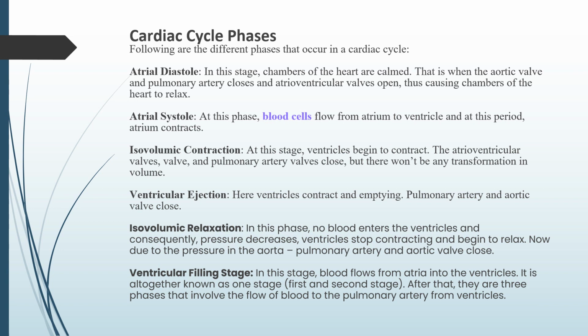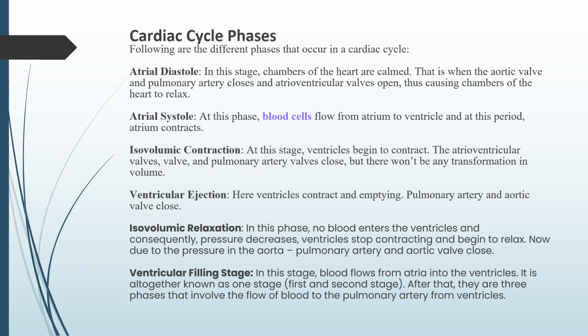Isovolumetric contraction. At this stage, ventricles begin to contract. The atrioventricular valve and pulmonary arterial valves close, but there won't be any transformation in volume. Ventricular ejection. Here, ventricles contract and empty. Pulmonary artery and aortic valves close.